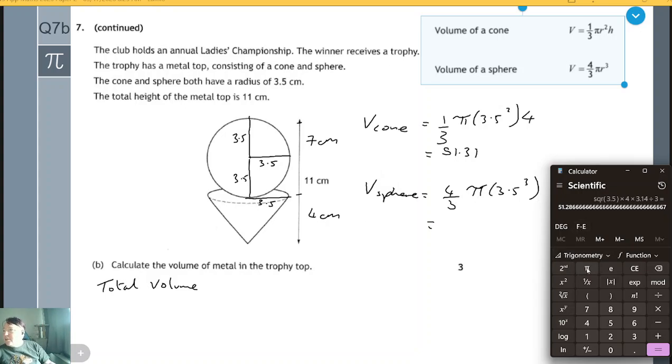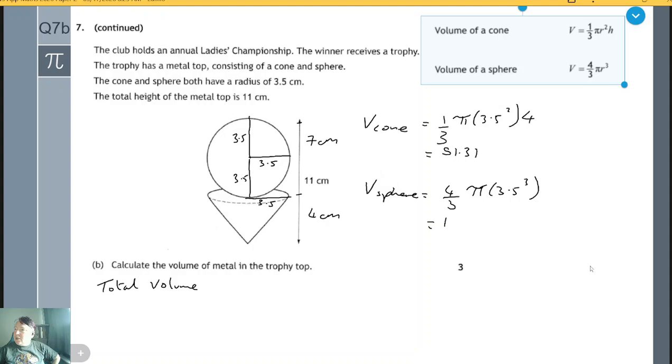Let's have a look at the other one then. Right. So I've got 3.5 cubed. Right, I've got times 4 times pi divided by 3, enter. There we go. 179.594. So 179.59. And this is centimeters squared, cubed, sorry. And this is centimeters cubed. I'm writing that there so I don't forget to write it on my answer.